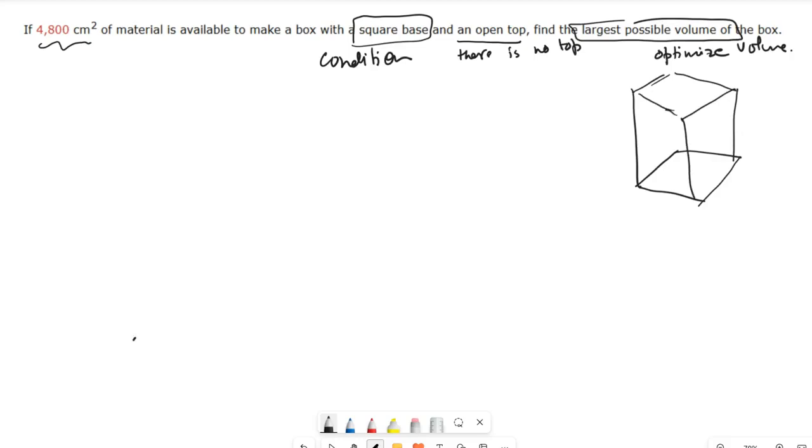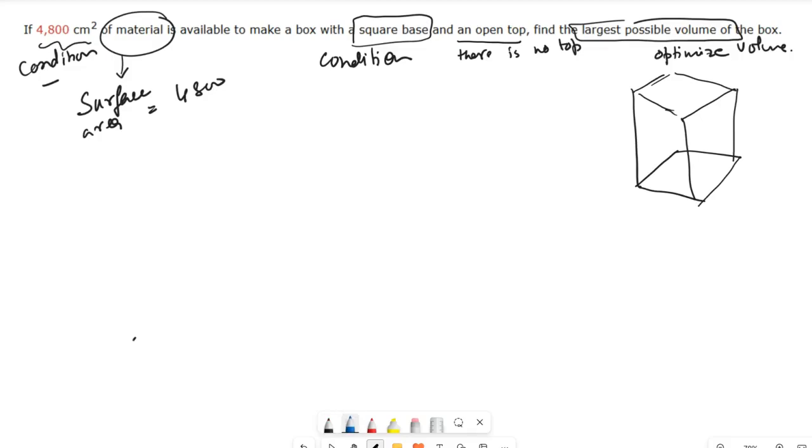Okay. So let's see how much material. What does it mean when I say material? Material is given by the geometry, the surface area. That is given as 4,800. That is also a condition. We need to find the largest possible volume. That is our find.